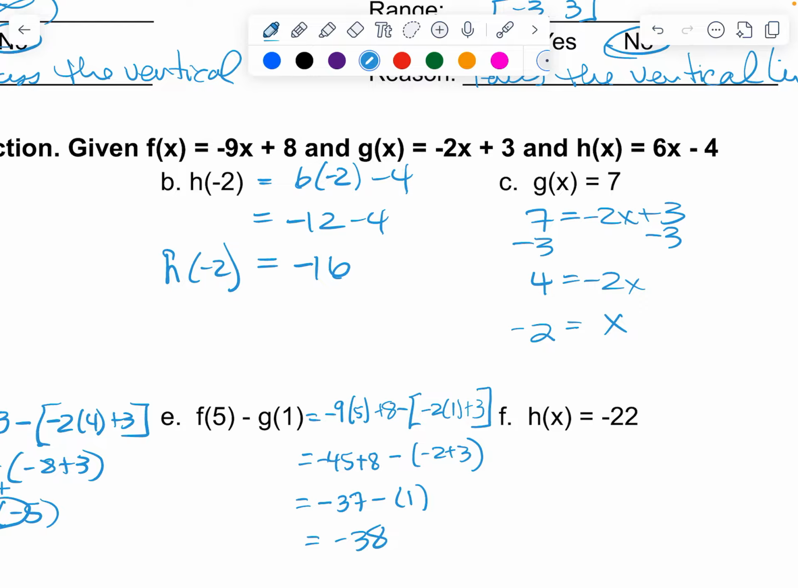And last but not least, -22 equals 6x minus 4. Add 4 to both sides. I get -18 equals 6x. Divide by 6. And get -3 is equal to x.